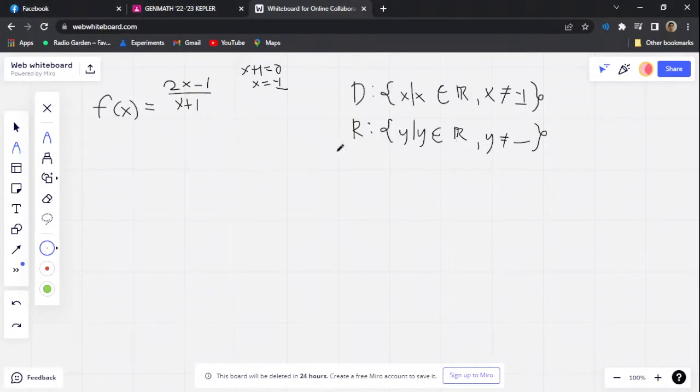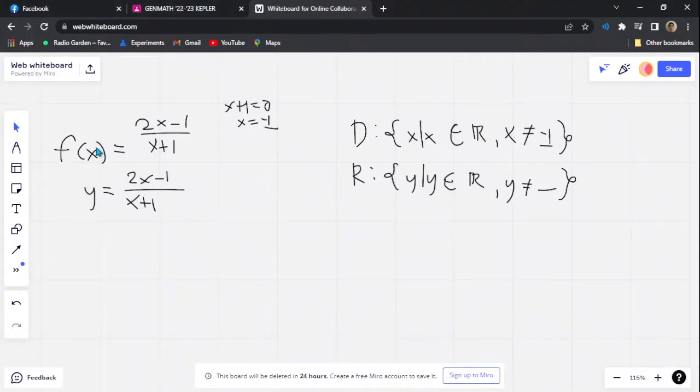Ang next nga buhaton is pagpangita sa atong range. Apil na pod ang inverse function. Ngano man kay ang pagpangita sa atong inverse function is same ra sa pagpangita sa atong range, which is solving for y in terms of x. So how to do it? So first thing to do is to change f of x to y. So y is equals to 2x minus 1 over x plus 1.